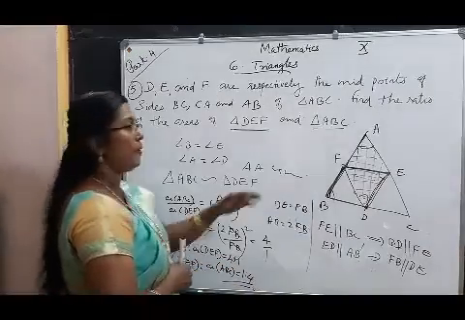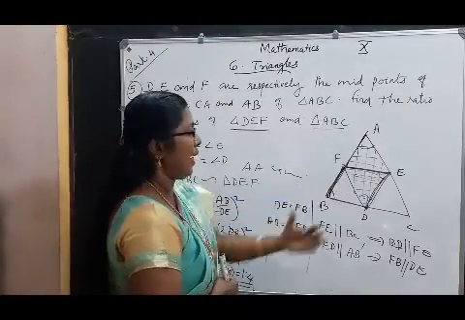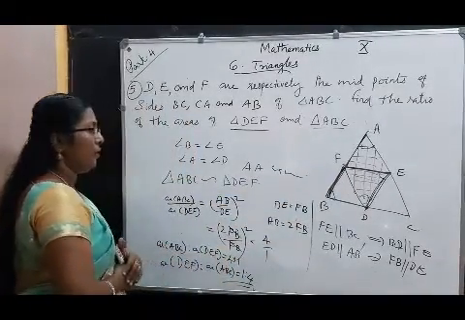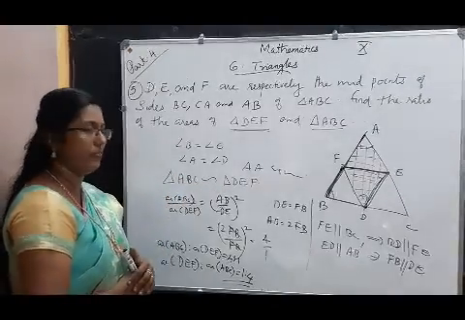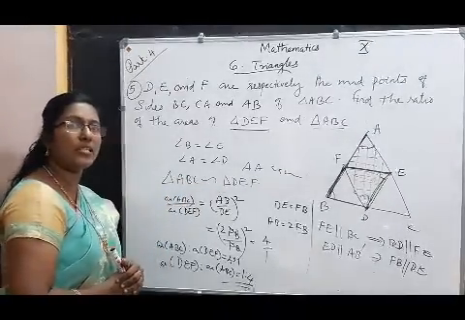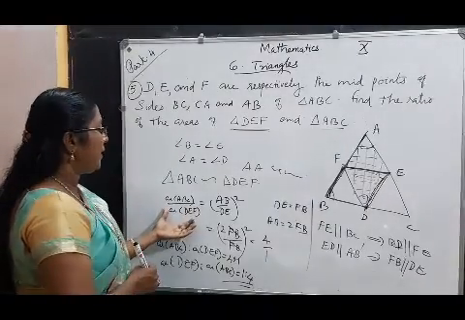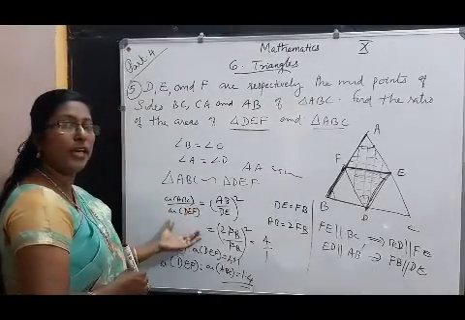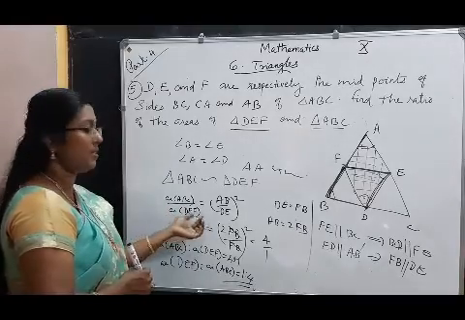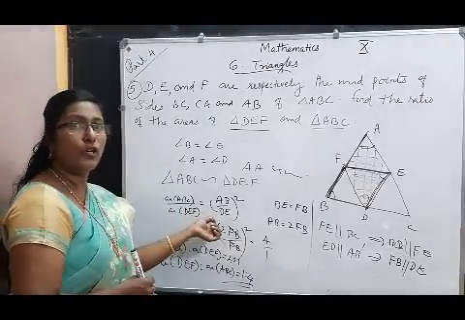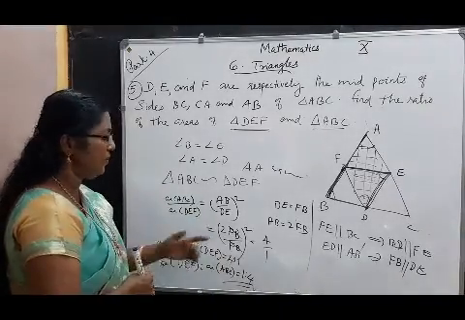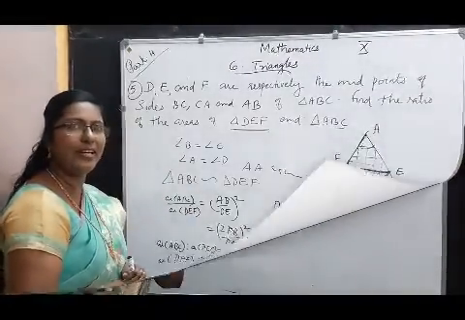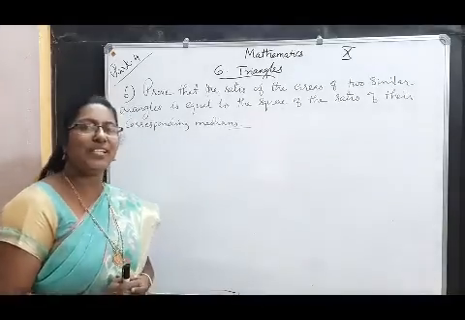Okay. By using the midpoint theorem and parallelogram property, you can conclude ABC is similar to DEF. Then by the area similarity triangle theorem, the ratio of the areas of two similar triangles is equal to the ratio of the squares of corresponding sides. Same way you can find 4 is to 1. Okay, clear? The next question, question number 6.